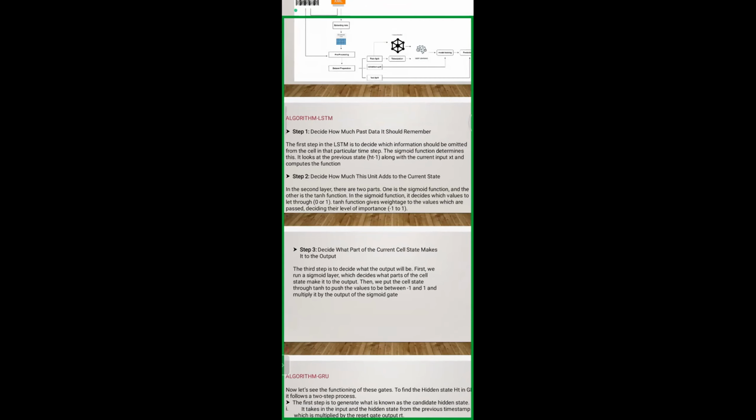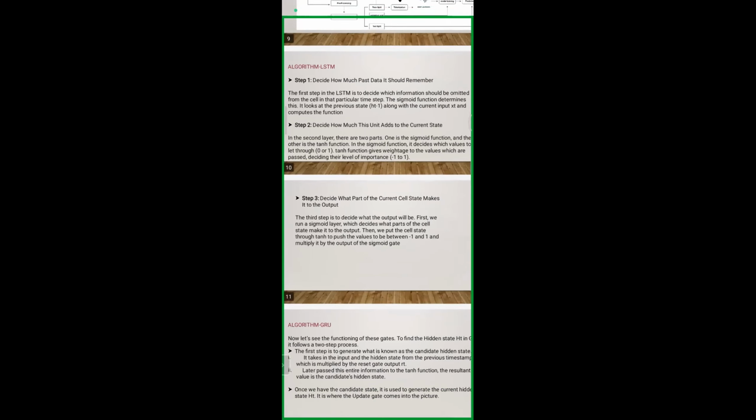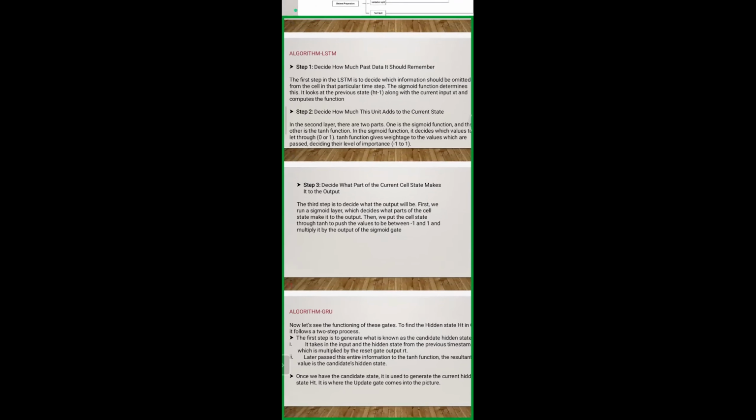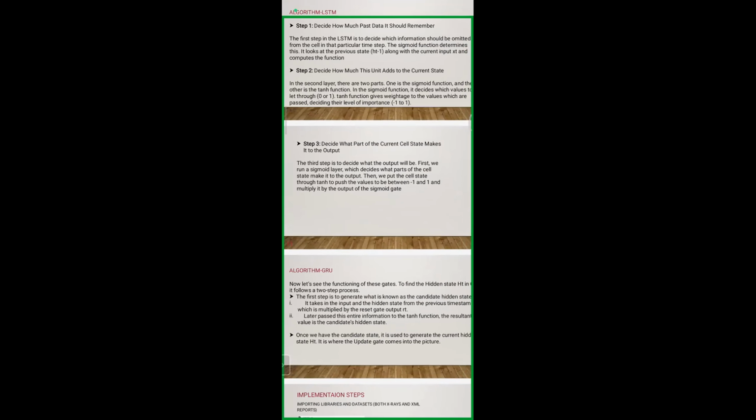We use two algorithms. First, the LSTM algorithm. The first step in the LSTM algorithm is to decide what to omit from the cell at a particular time step, using a sigmoid function also. It determines this for the particular time step. The second step is that it will add units to the current state. And the third step is that it decides the output based on the report.